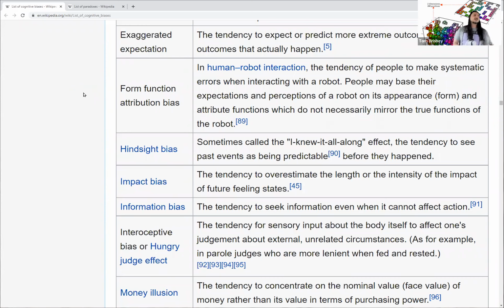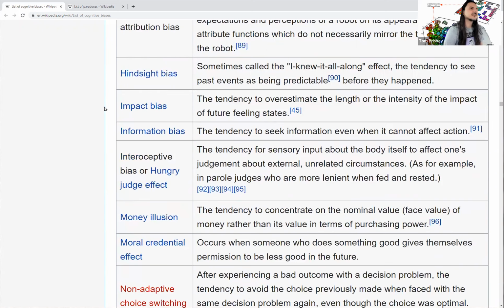Those two work together. Impact bias, the tendency to overestimate the length or the intensity of the impact of future feeling states. This is the most important election we'll have in our entire lives. I've never felt that for more than a few days. There we go. That's on tone for that phrase. The most garbage phrase. You'll hear it every 4 years for the rest of your life. Which means you get more important as you get closer to death, maybe. I don't know. I don't like it. Some of those things are going to turn out better than others.